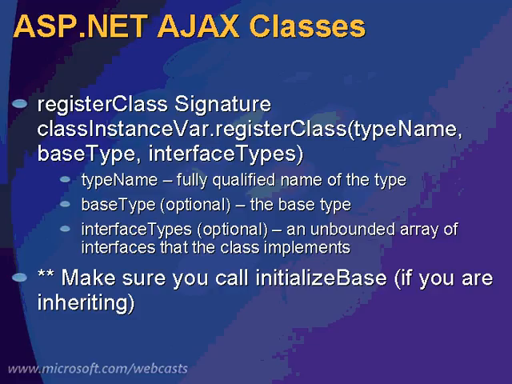You've got your class instance variable. You call register class, passing it in, type name, and then optionally base type, and optionally any interface types. It's pretty simple. Again, if you are implementing using implementation inheritance, make sure you call initialize base. Nothing will work if you don't.